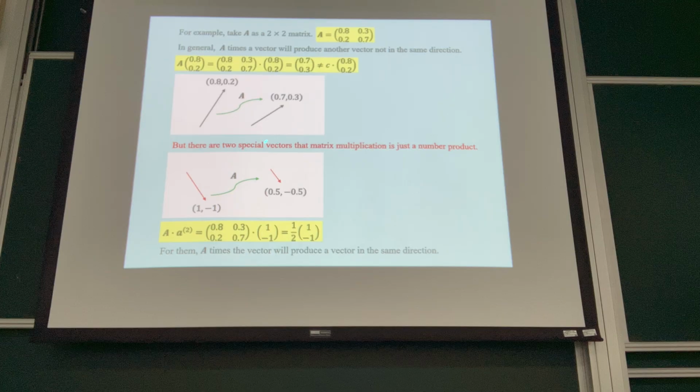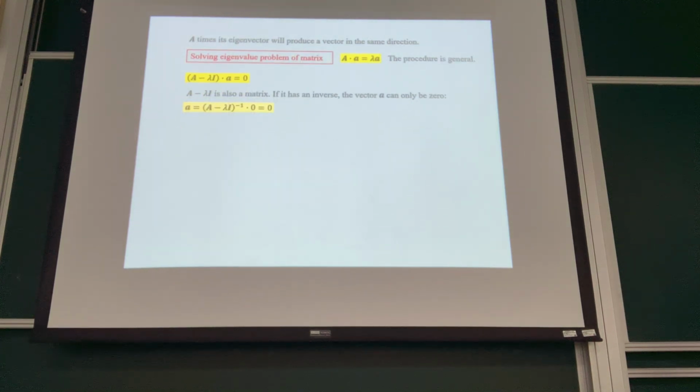another vector which is in the same direction as the original one. That's the essence of the eigenvalue problem. And to solve it, we use the 2 by 2 matrix as an example to illustrate how we solve this kind of problem, the eigenvalue problem.